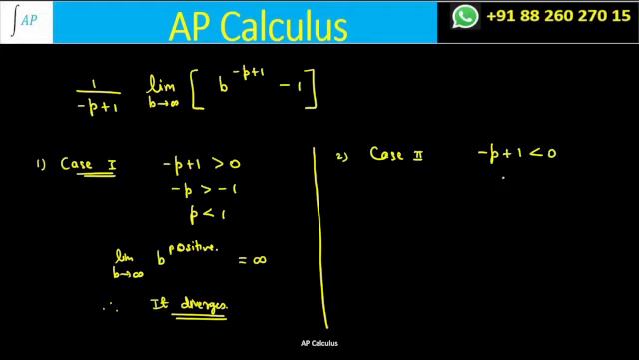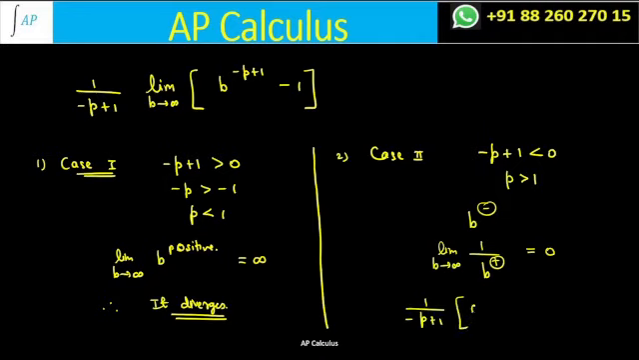Case number 2: minus p plus 1 is less than 0. So here we can say p is greater than 1. So now if minus p plus 1 is negative, it is b raised to the power of a negative quantity, which becomes 1 upon b to a positive power, and limit b goes toward infinity. Now when b goes toward infinity, the denominator will be very large, which will approach 0. So we are left with 1 upon minus p plus 1 times 0 minus 1, and the minus signs cancel out, so it will be 1 upon p minus 1. So you can see this time we are getting a finite answer. So we can say it converges.